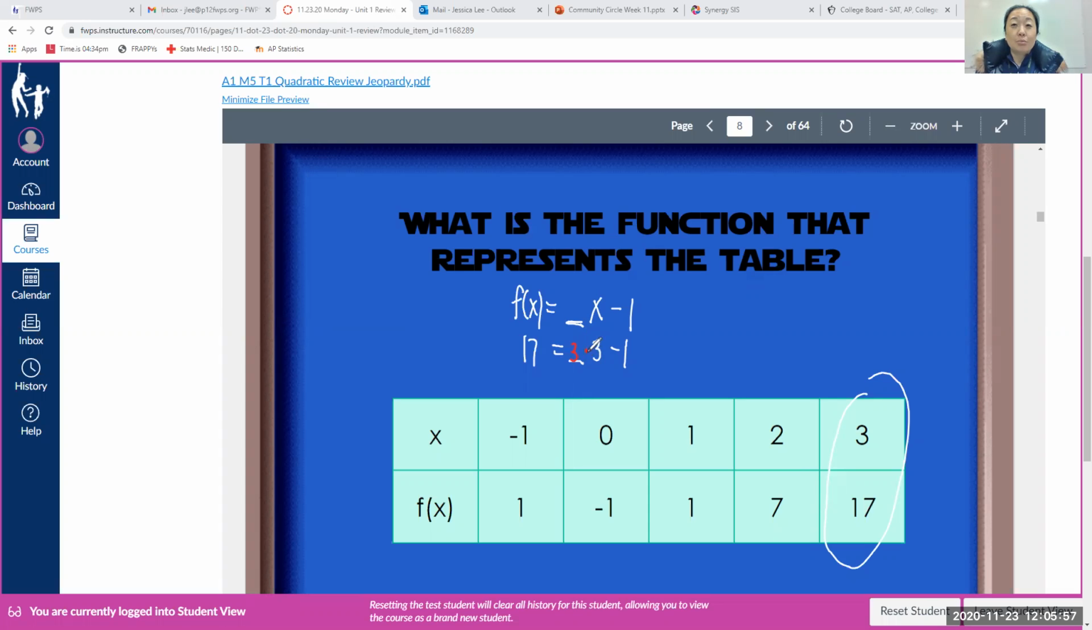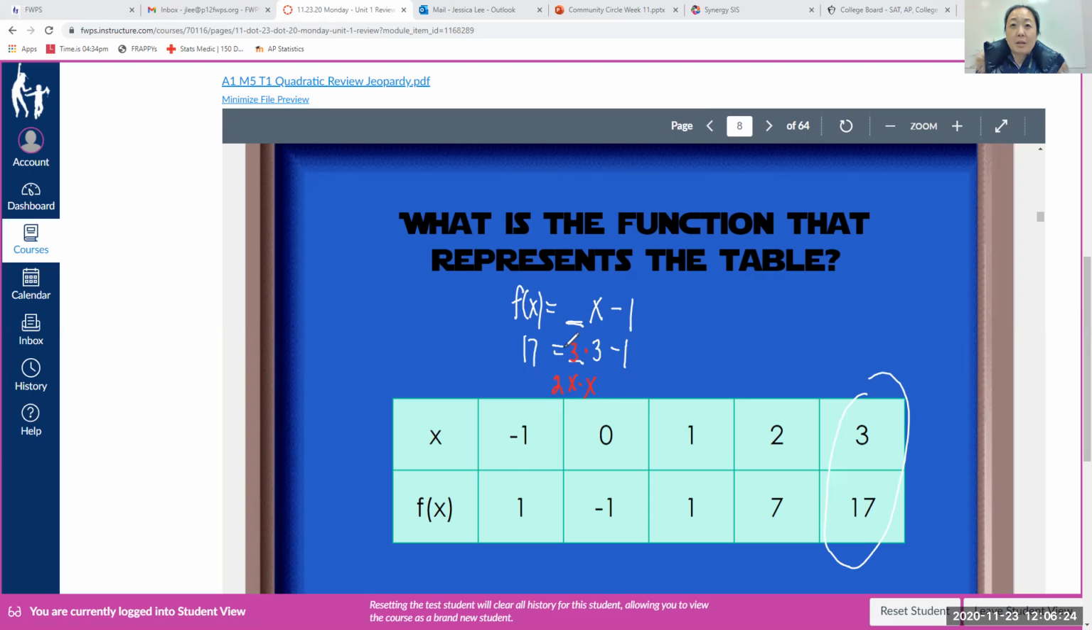Times, ooh, what if we do this? So 3 times 2. Let's go back. So if I go x times x, right? So if it's x times x or 3 times 3, that's 9, but I want to get an 18, right? So I'm going to multiply that by 2. So 2 times x, right?